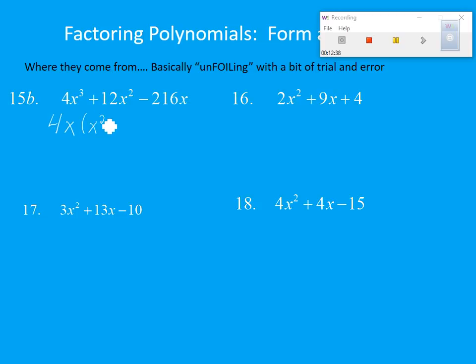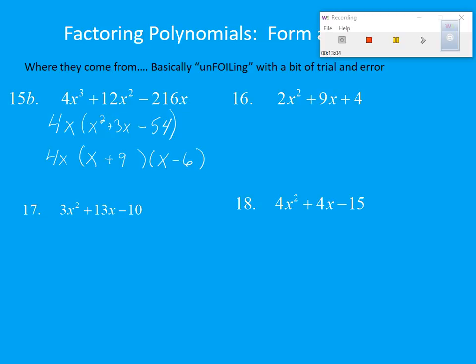which leaves an x squared plus 3x minus 54, that'd be a 6 and a 9. And then that will factor down again. I'll have an x and an x. Two numbers that multiply to be negative 54 and add up to be positive 3: positive 9 and negative 6.